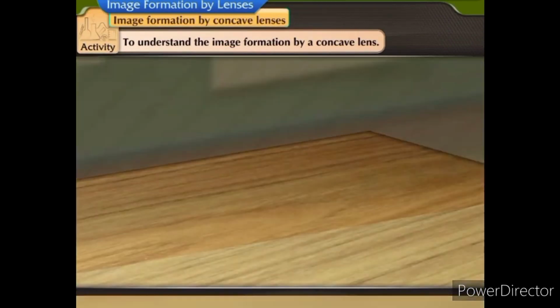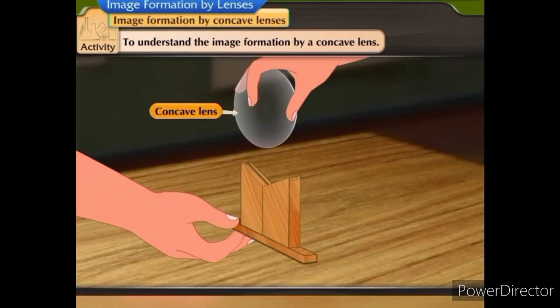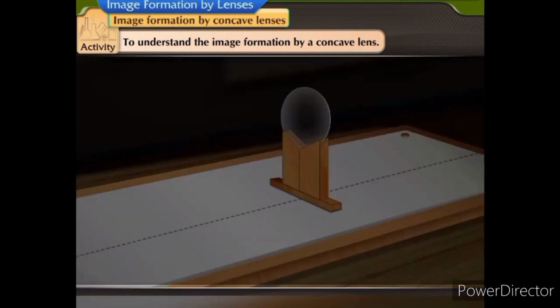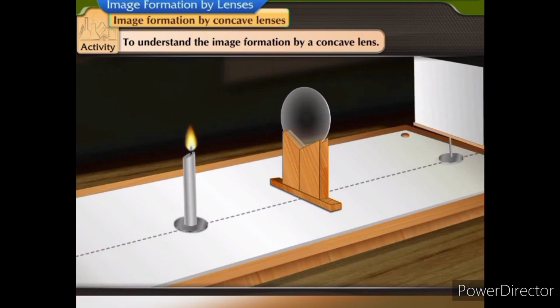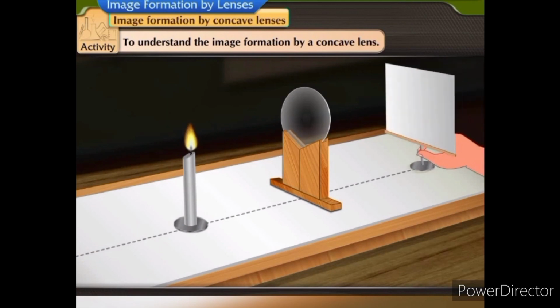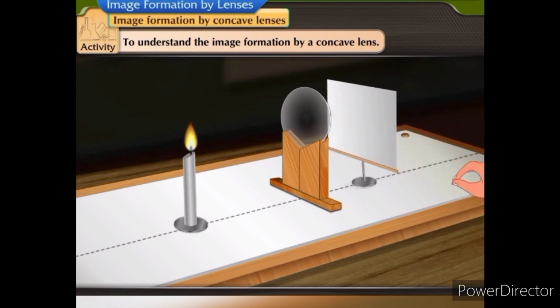Let us perform an activity to understand the image formation by a concave lens. Place a concave lens on a stand. Keep a lighted candle on one side of the lens. Place a screen on the other side of the lens. Now, move the screen forward and backward and try to obtain the image of the candle flame on the screen.